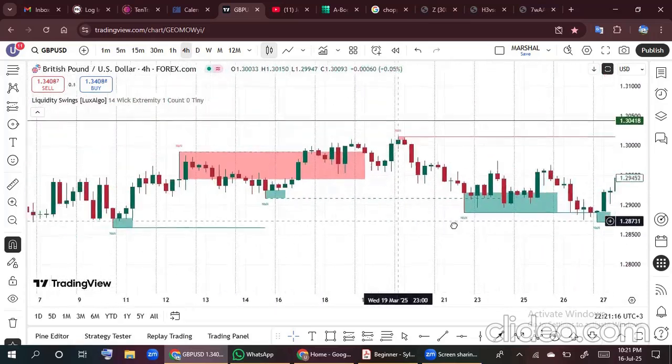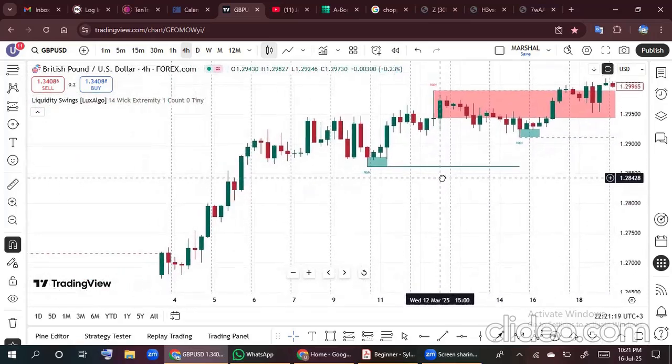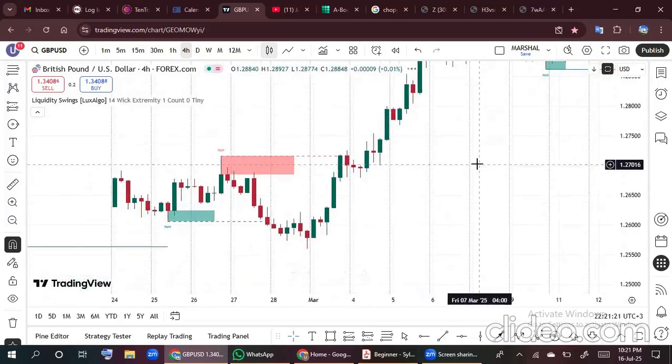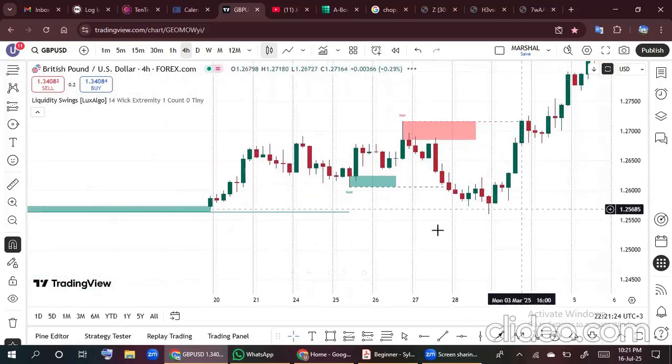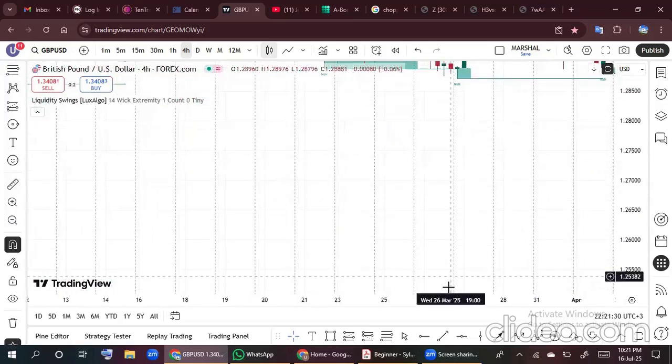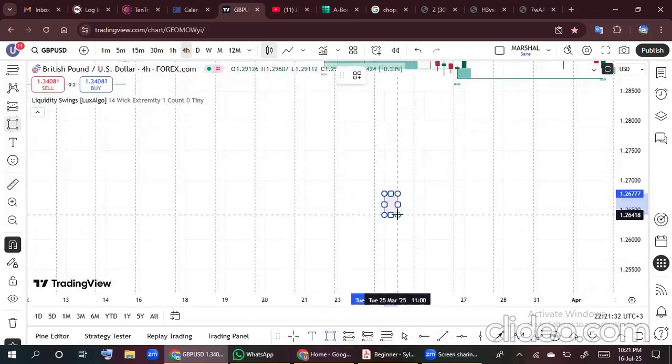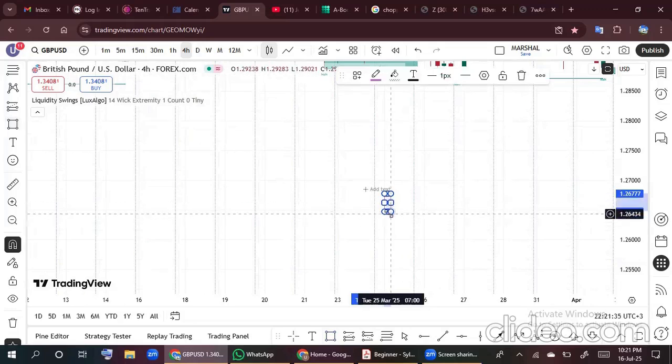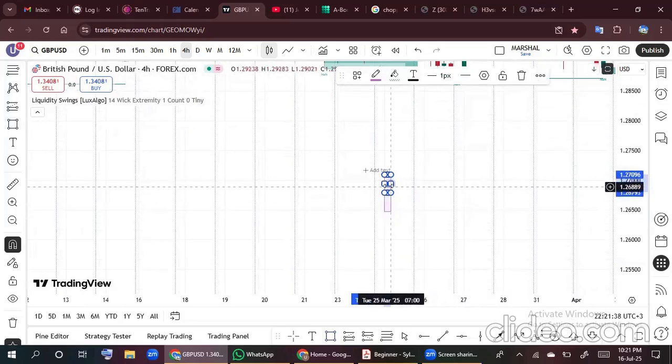Let me see if I can find it. If I can't find it, please just go online and check. So it's called three white soldiers. Anyways, maybe I can just draw. So you will see a candle like this.